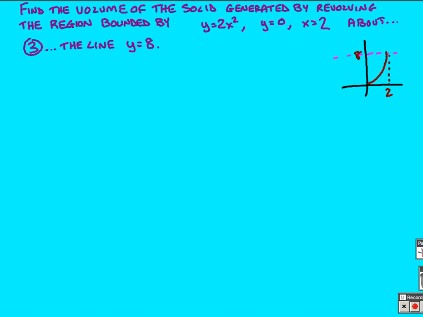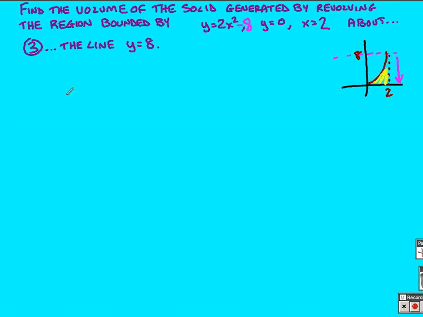We still have this region here that I'll draw in yellow. What's happening here is this line right here, we're revolving around, we need it to essentially become the x-axis. How can I do that? By just shifting everything down 8 units. So all I'm going to do is take my function and just subtract 8 from it.